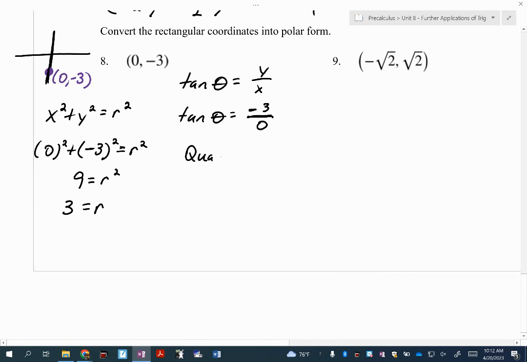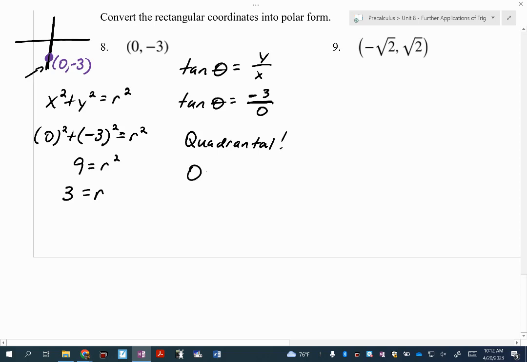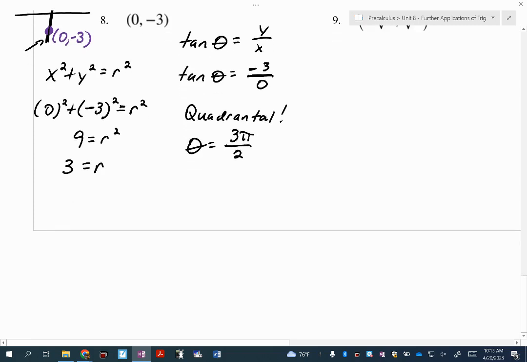So this is what you should hopefully have already seen, but now this maybe will lead you to believe it. This is telling me that this is a quadrantal. All right, and if you look at my purple point here, in terms of the quadrantal, theta is going to be 3 pi over 2, right? Because that's down in that negative part of the y-axis. So if I write my answer in the form (r, theta), I'm going to write (3, 3 pi over 2). All right, so that's it for number 8.